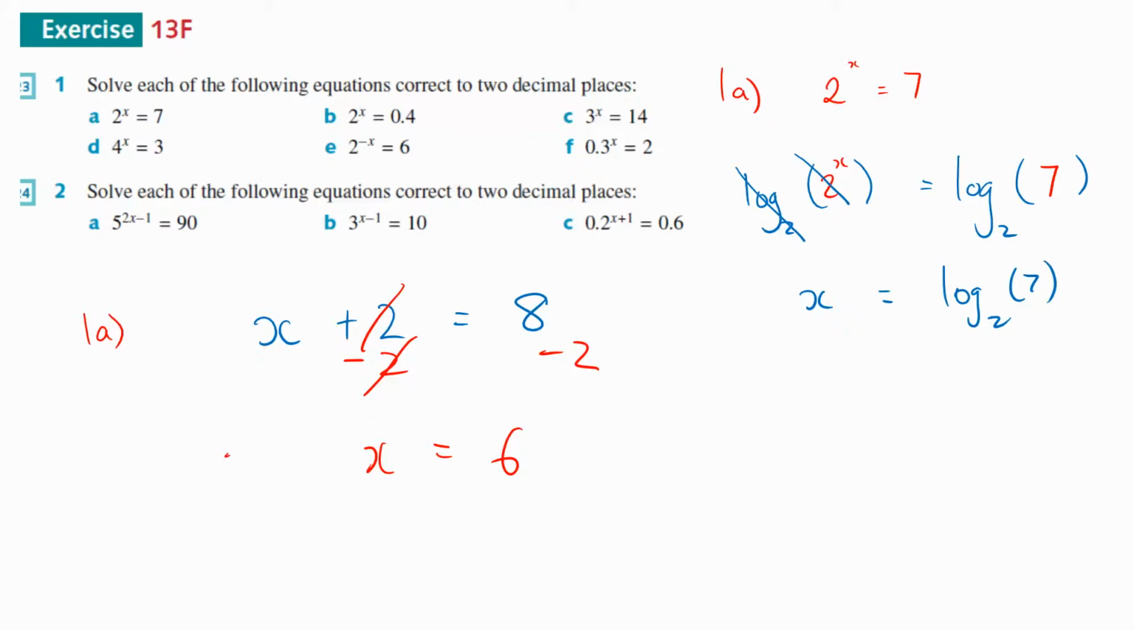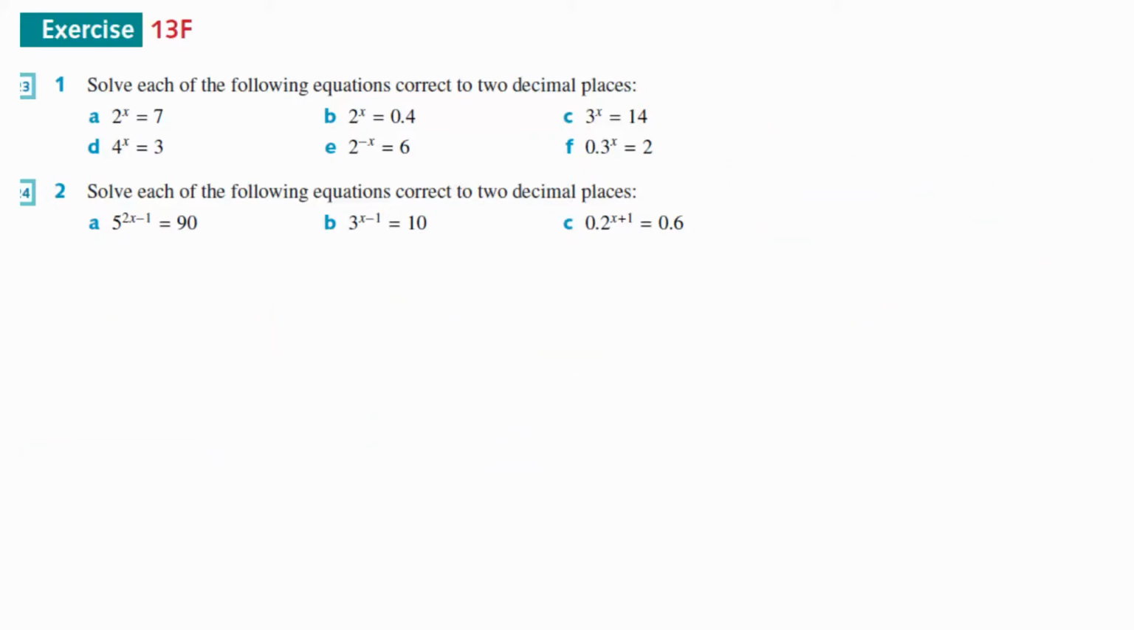All right, let's do another one. Let's do B down here, then I'll do C, so you can see the pattern's exactly the same. Here we go, we've got B: 3 to the power of x minus 1 equals 10. My goal is to find out x. I need to remove base 3. So how do I remove base 3? Yeah, log base 3. I'm going to log base 3 on both sides.